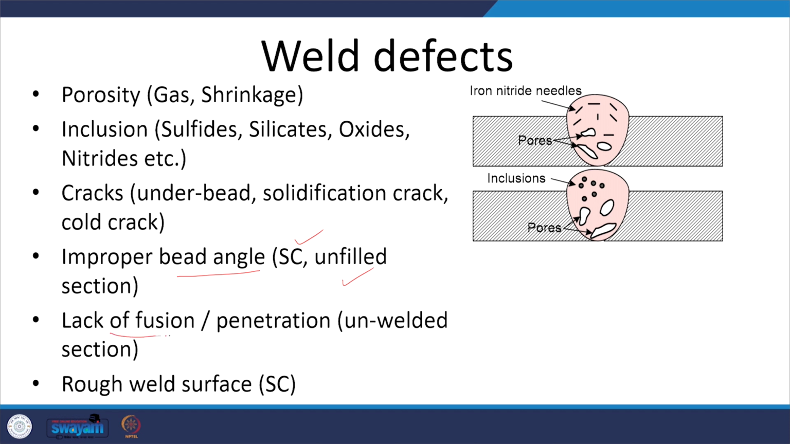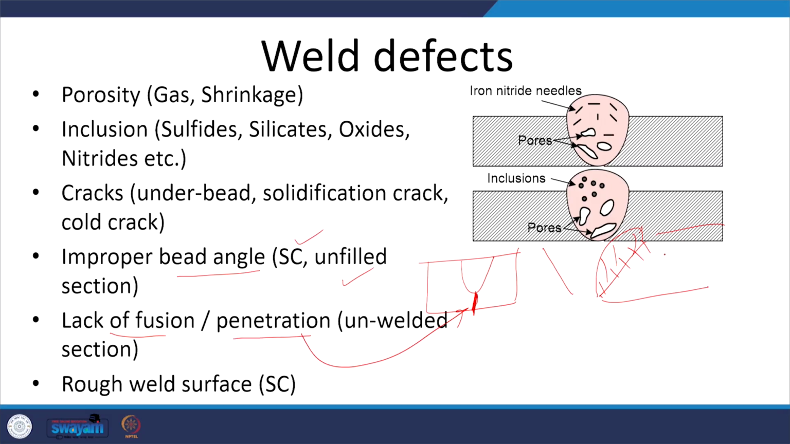Then lack of fusion or lack of penetration. This is the case when the joint is made partially and a portion of the base metals is still left to be joined. So, that is the lack of penetration. When there is no proper fusion of the base metal, just metal is being placed over the surface of the base metal being welded without proper fusion with the base metal, that is the case of the lack of fusion.